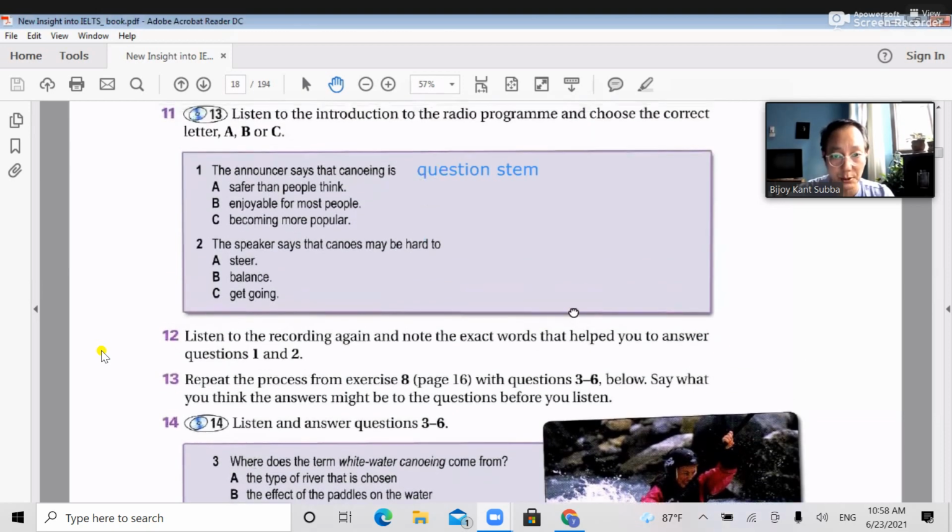In most cases, in multiple choice, you have such incomplete questions. So what do you do? If possible, you try to convert this question into a complete question. What does the announcer say about canoeing? It will be much easier to understand. The speaker: why do you think the speaker says that canoes may be hard? What's hard about canoeing? So try to convert it, simplify it into a complete question.